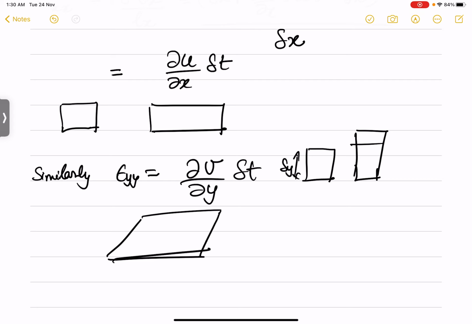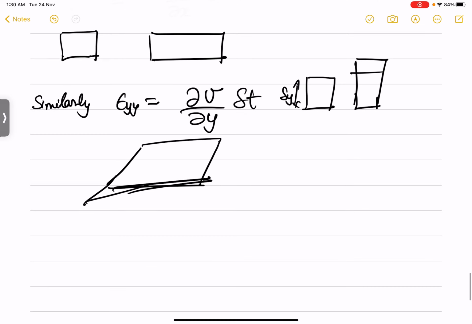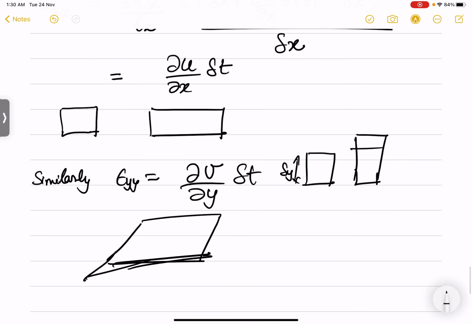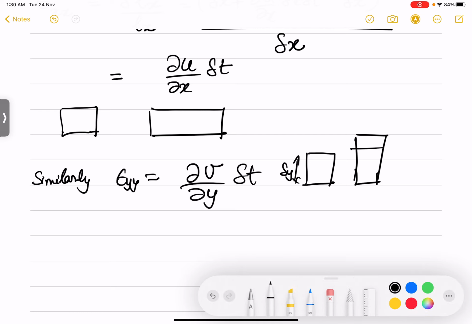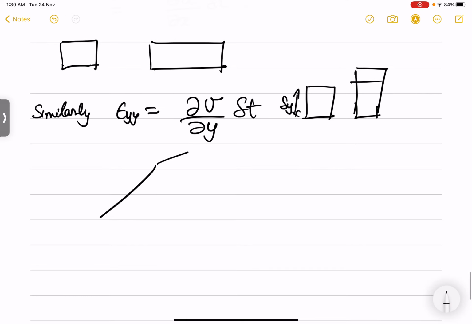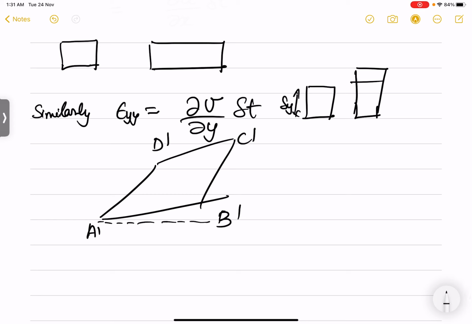let me draw this again. What I'm going to do is erase this, and I'll show this in a slightly magnified way so that things become clear. So let this be A prime, B prime, C prime, D prime, where the element has moved. Now A prime B prime and A prime D prime, you observe that there is a change of angle, measured with respect to the x and y axes.